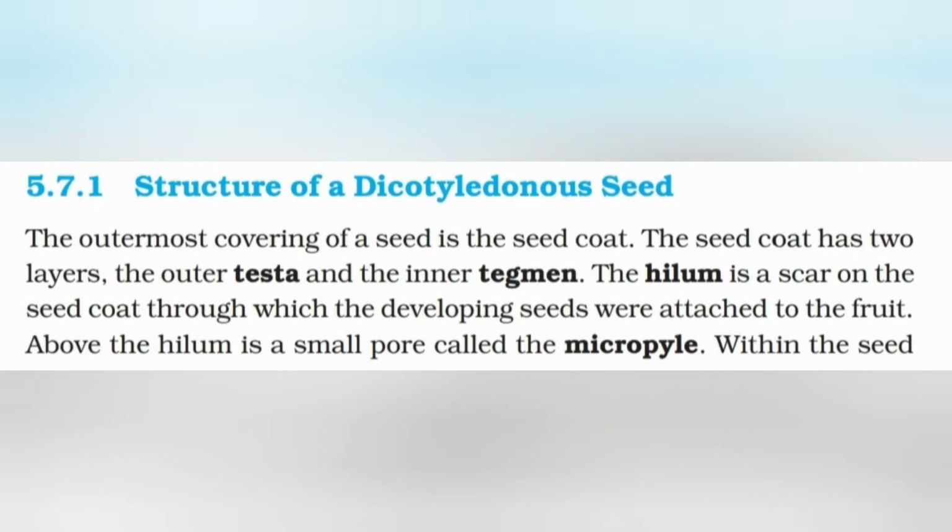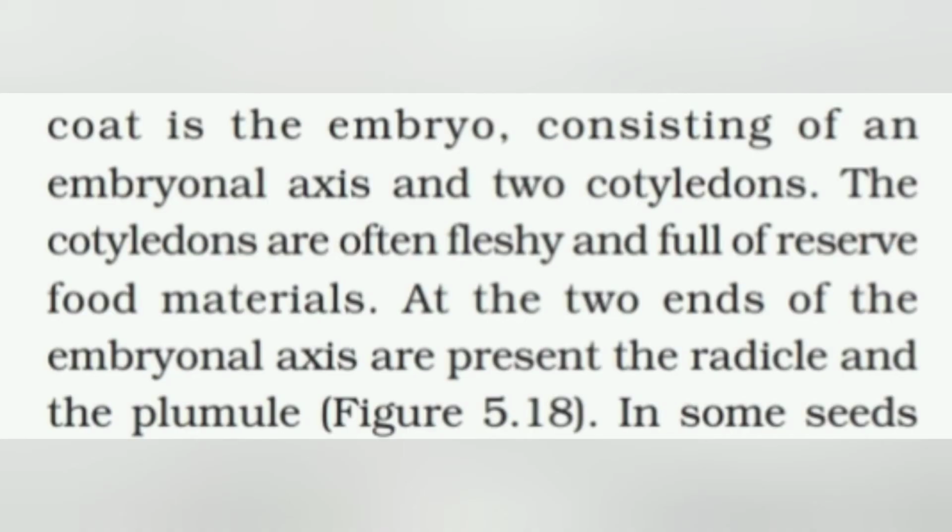Structure of dicot seed. The outermost covering of the seed is the seed coat. The seed coat has two layers, outer testa and inner tegmen. The hilum is a scar on the seed coat which marks where the developing seed was attached to the fruit. Above the hilum is a small pore called micropyle. Through this pore, water and moisture may enter, which is required during germination.